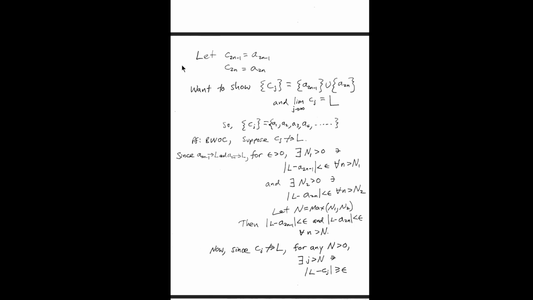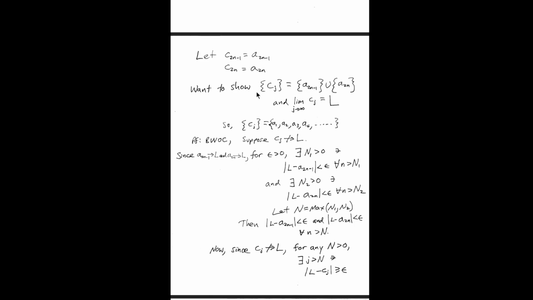Now, what we want to do now is to combine these two sequences, our a sub odds and a sub evens, into one sequence. So we're going to let c_{2n-1} equal a_{2n-1}, and c_{2n} equals a_{2n}. And we're going to set our sequence c_j to be the union of these two, our sequence of a_{2n-1} and our sequence of a_{2n}'s.